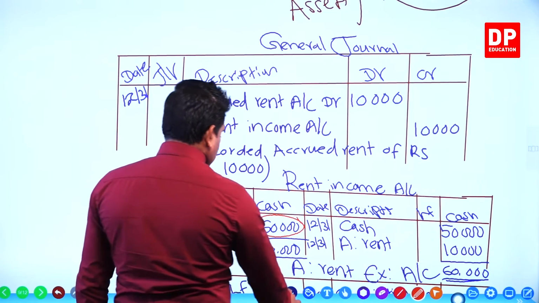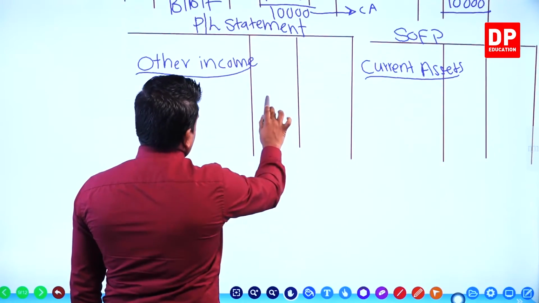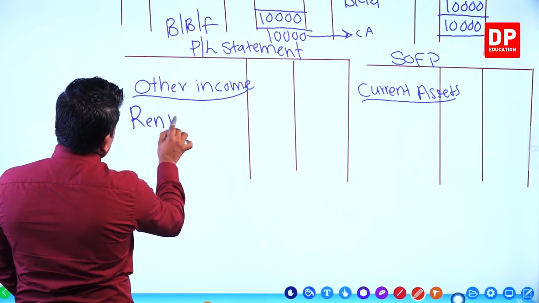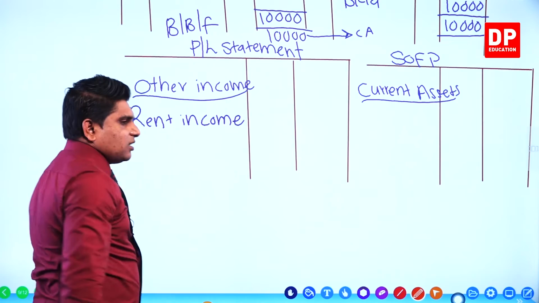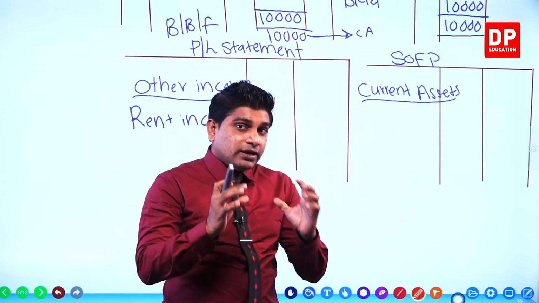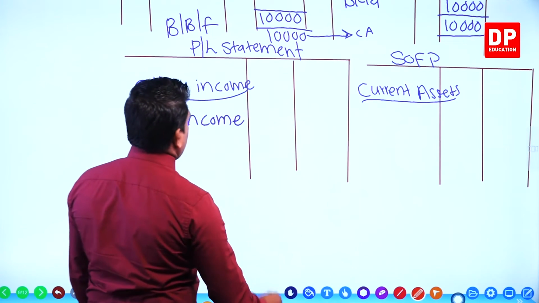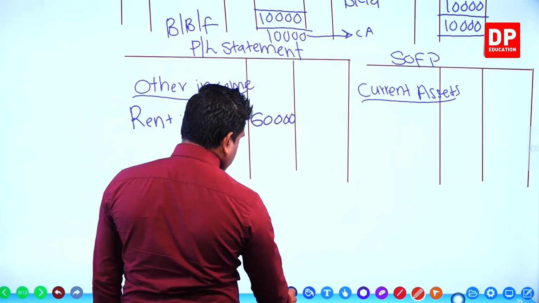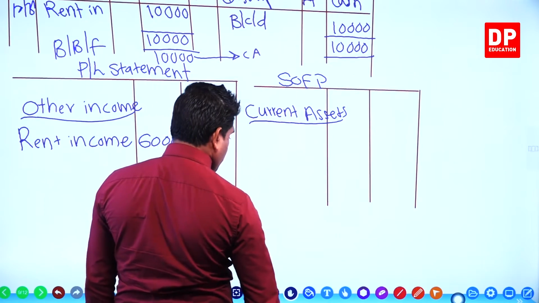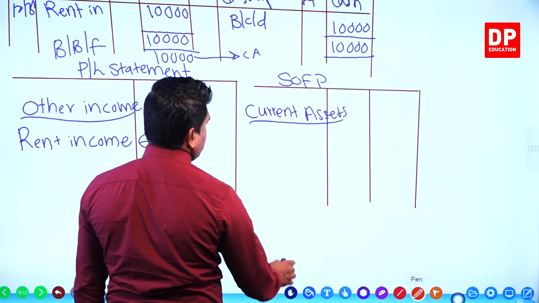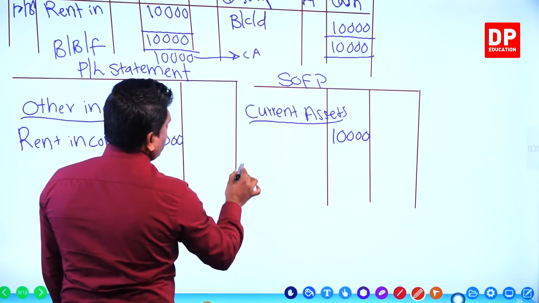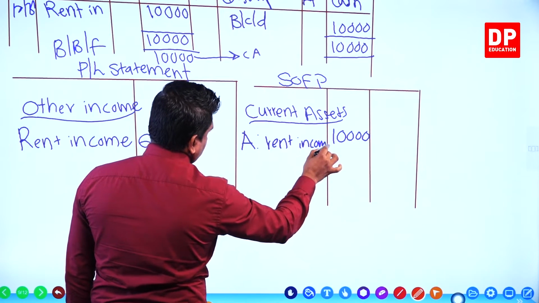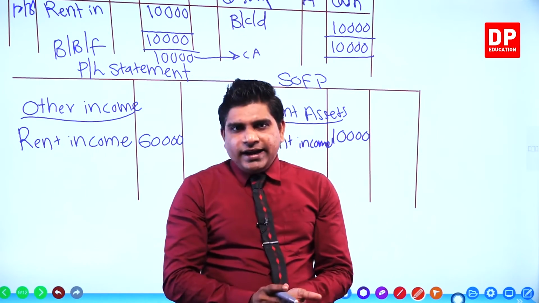Now you can enter the details in the financial statements, right? Other income, how much do you write? The total income, rent income. You can see the rent income account total that I have recorded there. Profit and loss, the amount is 60,000. How much is the amount to be received? Only the 10,000, right? It is accrued rent income. Yeah, it's finished now.